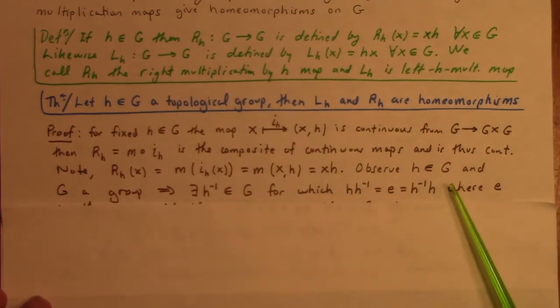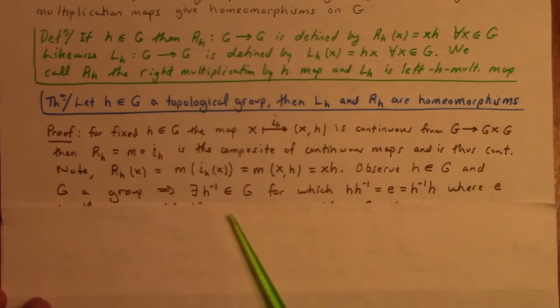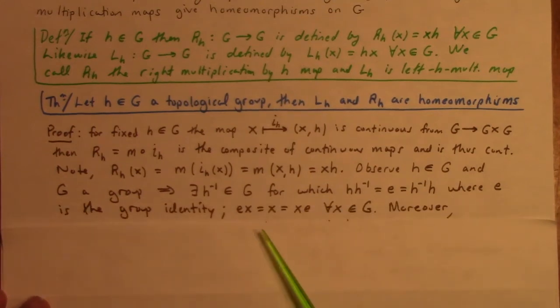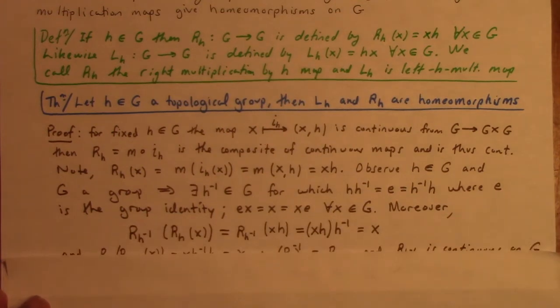Now, since h is an element of a group, we know that there exists an inverse such that we multiply to the neutral element, as Munkres calls it, or the identity element, as I typically call it. Sometimes if I'm working in multiplicative notation, I'll say e is equal to 1, the multiplicative identity of the group. But anyway, you have ex equals xe for all x in G. Moreover, if you look at right multiplication by h inverse, the h and the h inverse cancel, because group operations are associative, so we can rewrite that as x times hh inverse, which gives us x times e, which is just x.